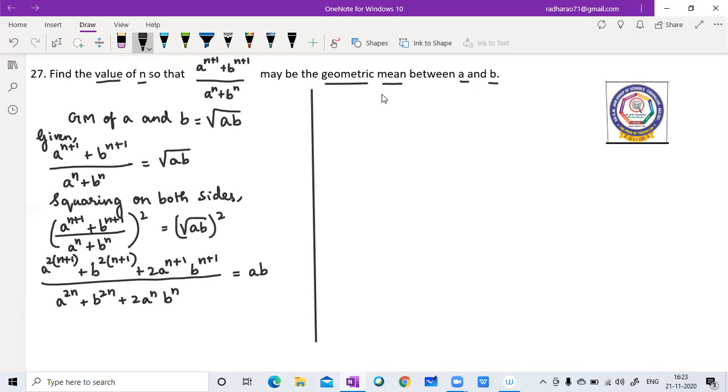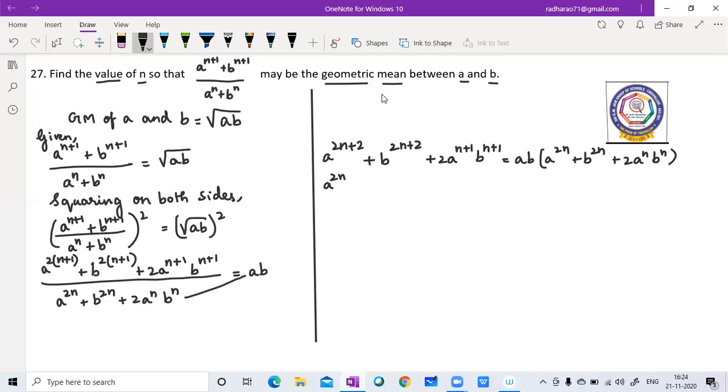You get ab. So I take this to the other side. So what happens? a power 2 into n plus 1 can be written as a power 2n plus 2, I multiply 2 with n plus 1. Similarly, plus b power 2n plus 2 plus 2a power n plus 1 b power n plus 1 is equal to ab into a power 2n plus b power 2n plus 2a power n b power n.